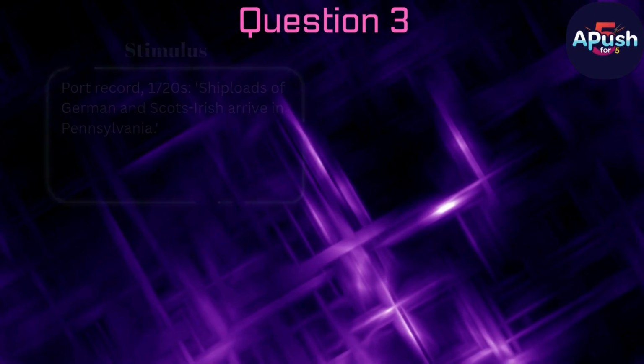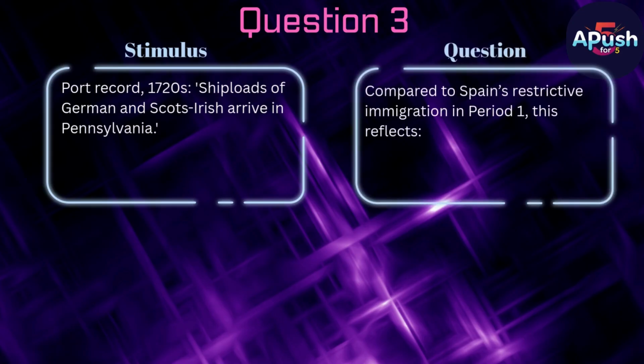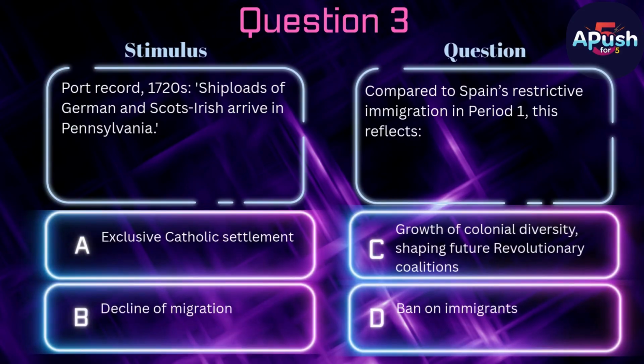Question 3. Stimulus. Port record, 1720s. Shiploads of German and Scots-Irish arrive in Pennsylvania. Question. Compared to Spain's restrictive immigration in Period 1, this reflects: A. Exclusive Catholic settlement. B. Decline of migration. C. Growth of colonial diversity, shaping future revolutionary coalitions. D. Ban on immigrants.